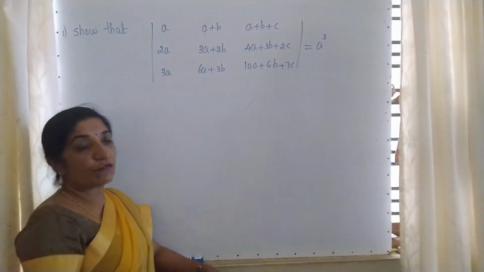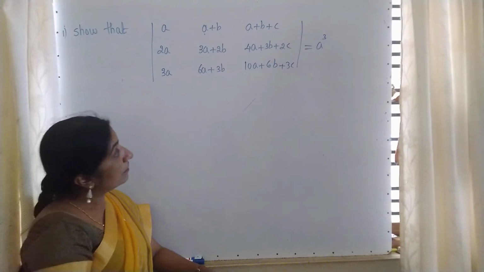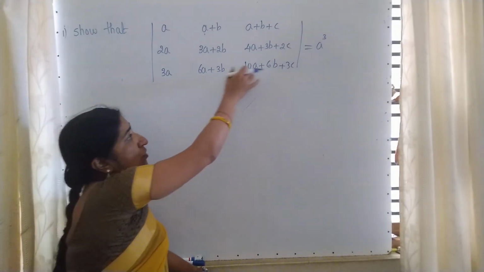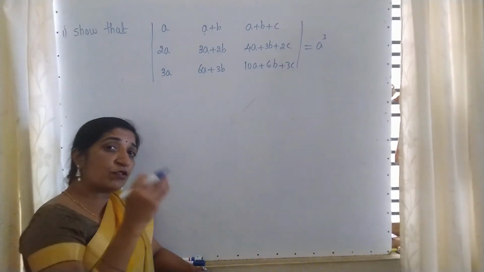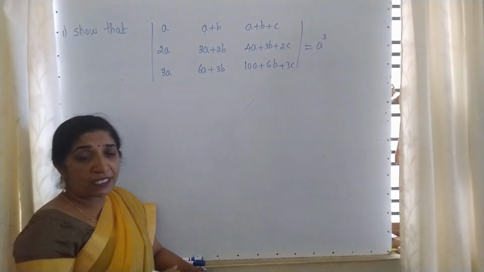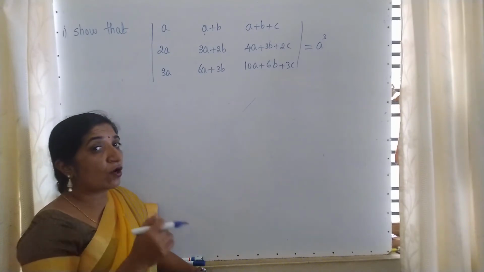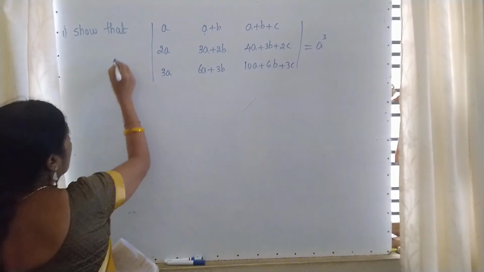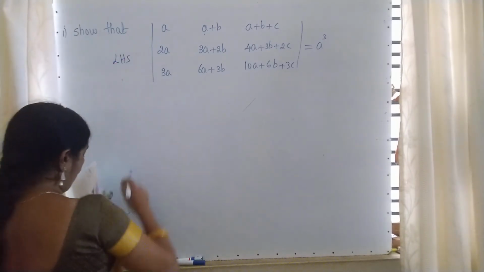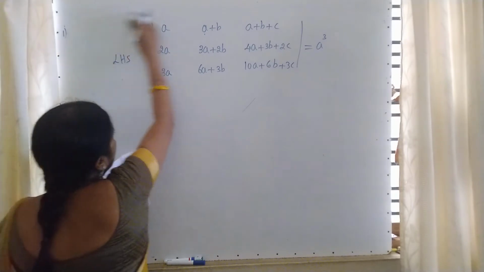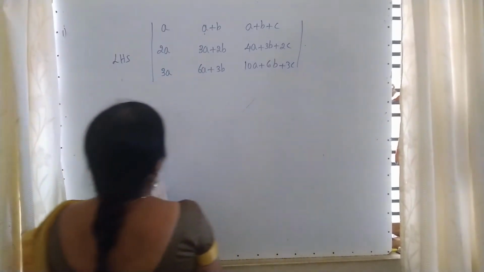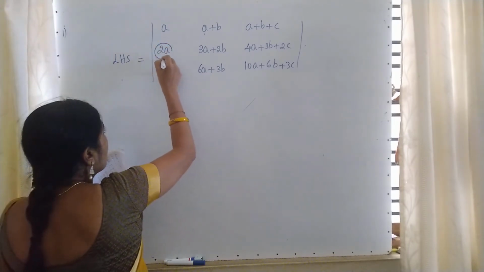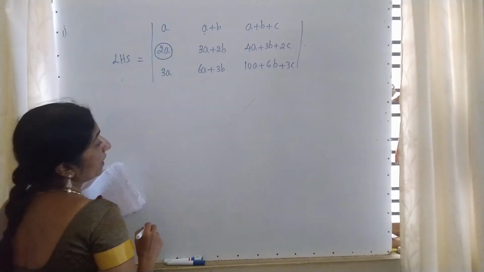In this type of question, first try to write in the simplest form. You cannot split, because it is a sum of two terms and a sum of three terms; if you split, you get so many determinants. Instead of that, try to get upper triangular or lower triangular. See here it is 2A. When you are writing the solution, first write the LHS, and try to make this element 0 instead of 2A.